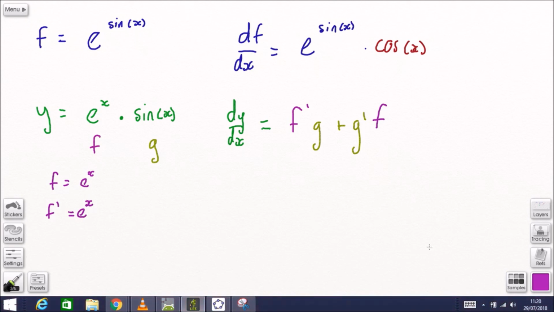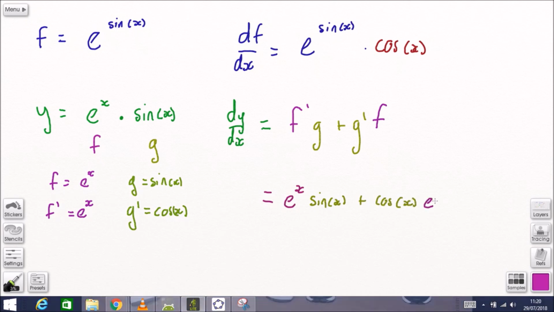It doesn't change. G is sine of x, and we know that the derivative of sine is cos, so g prime is cos of x. So we've got f prime e to the x times sine x plus cos x times e to the x again. And because we've got the same term twice, we may as well simplify it by factoring it out. And that's that. Easiest rule.